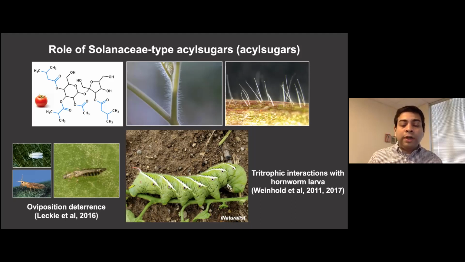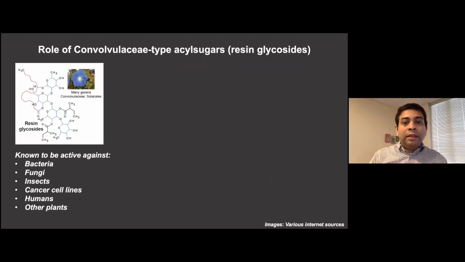So these hornworms, which feed on Nicotiana leaves, ingest the acylsugars, and the acyl chains are cleaved and hydrolyzed in their guts, and these cause the larvae to smell because these are volatile. The volatile acyl chains are then detected by ants or moths, which come and eat these larvae. So it provides some sort of a tritrophic defense to the larva. Resin glycosides have also been studied for quite some time from a chemical perspective.